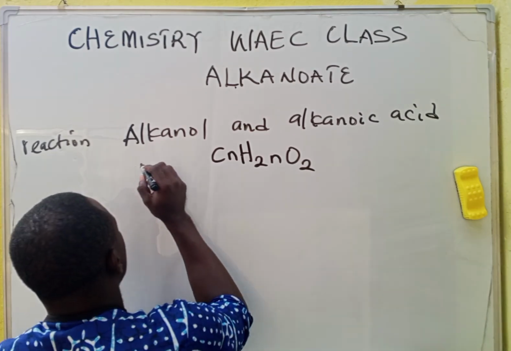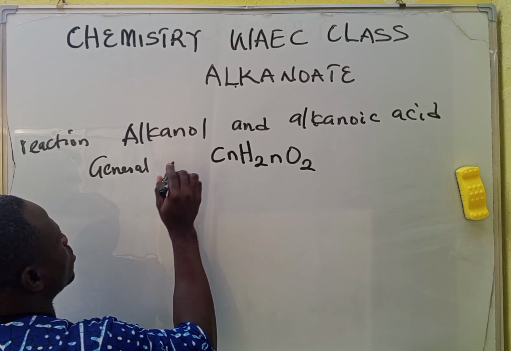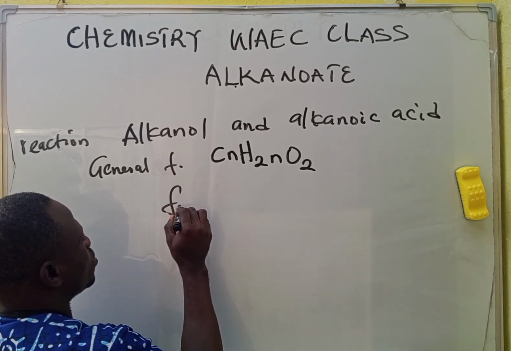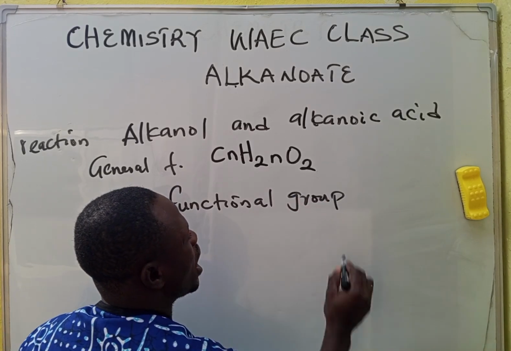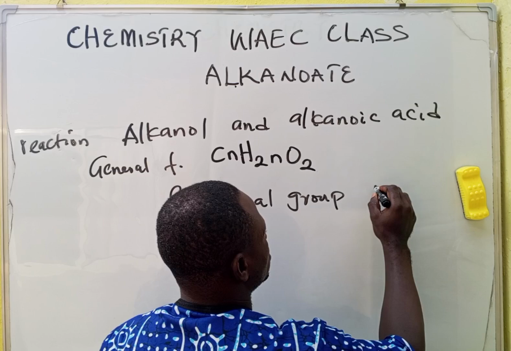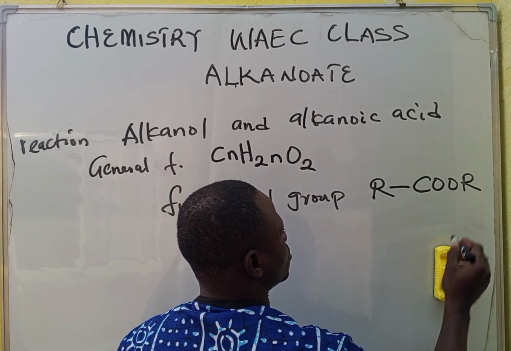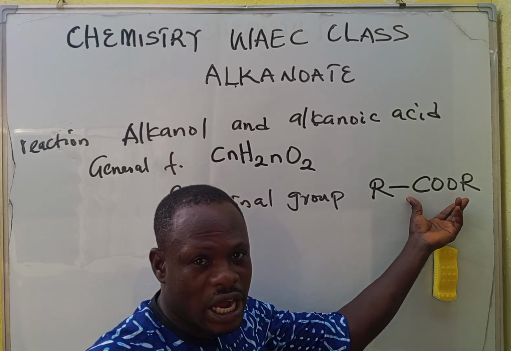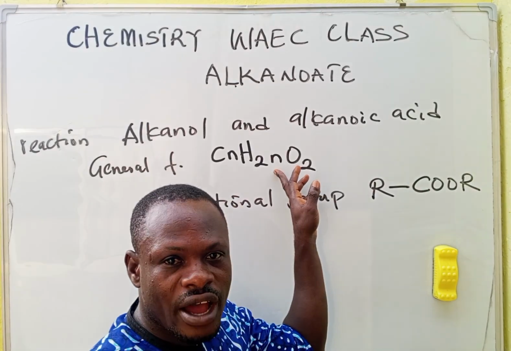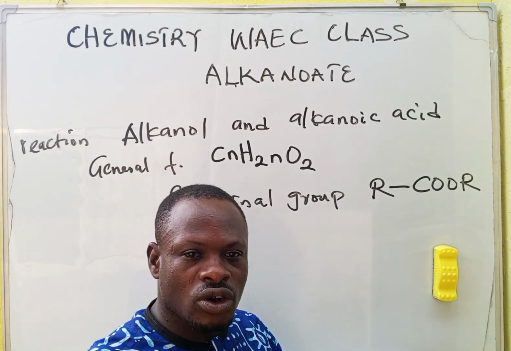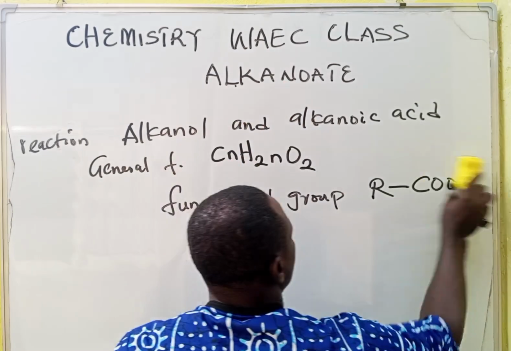The functional group of this alkanoate is RCOOR. This is the functional group of what? Alkanoate. Anytime you see something written like this, it is alkanoate. This one is the general formula. Now let me take you directly through how you can name a compound that is alkanoate.